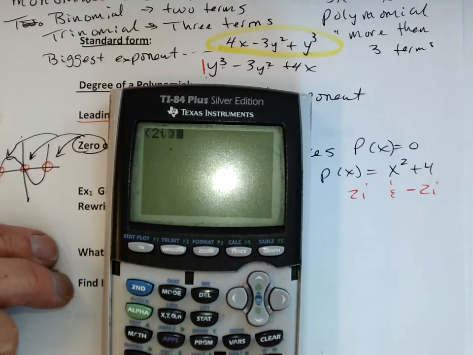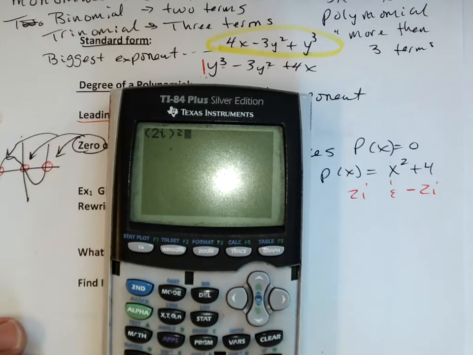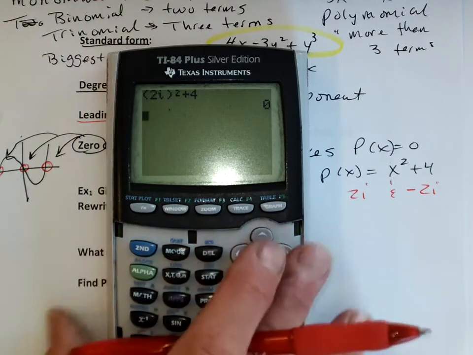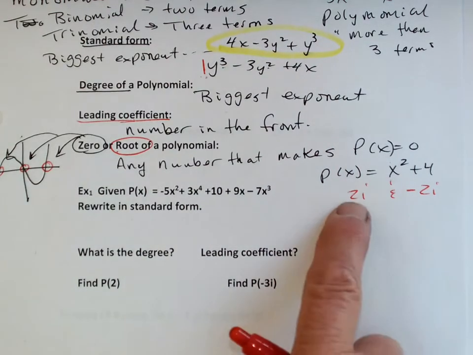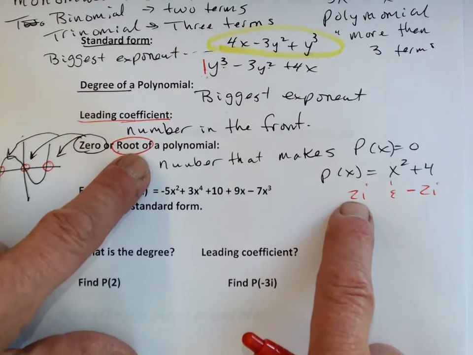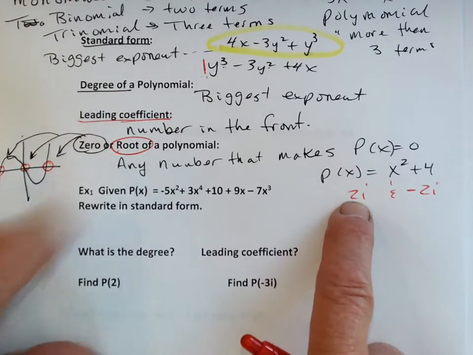Yes, these calculators, of course, have an i button. Didn't show you that, did I? Of course they have an i button, right? Isn't that sweet? So 2i squared plus 4 is 0. So therefore, there are imaginary answers that are roots or zeros, okay?